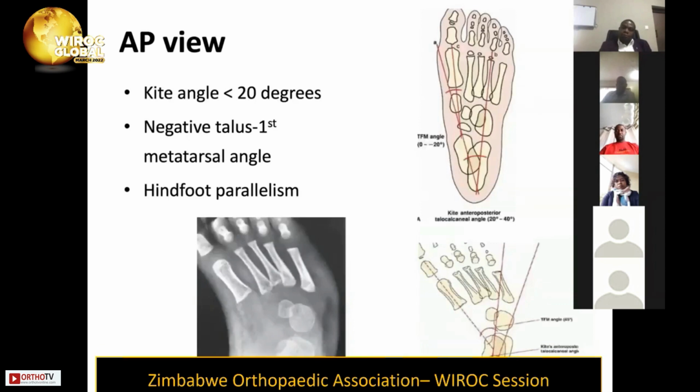In the anterior-posterior view, you also see a hindfoot parallelism, and the Kite angle, which is the angle between the long axis of the talus and that of the calcaneus, is less than 20 degrees. It is normally 25 to 40, sorry. If it's less than 20, then you can diagnose clubfoot. Then there is a negative talus-first metatarsal angle. In a normal foot, the angle between the long axis of the first metatarsal and that of the talus is positive. But in a clubfoot, it falls into the negative, as depicted by that arrow.